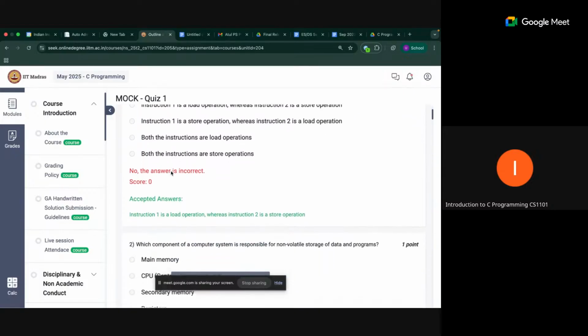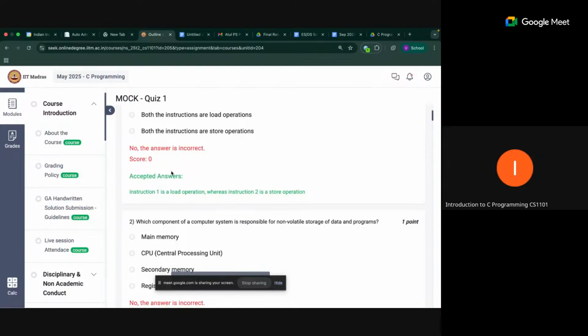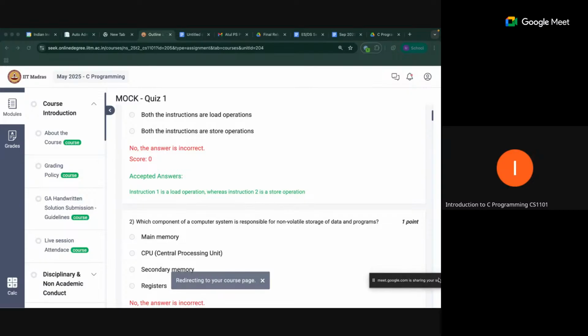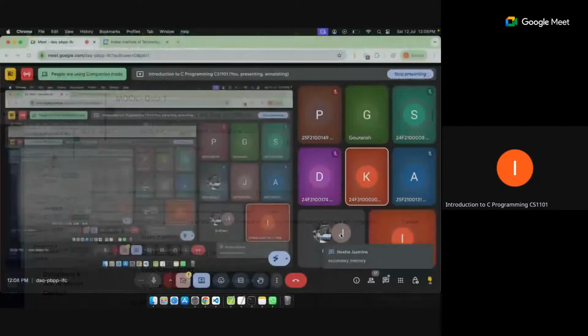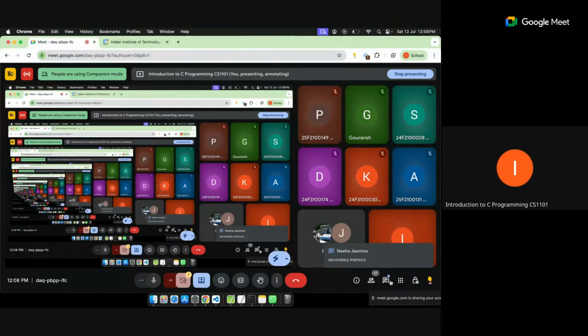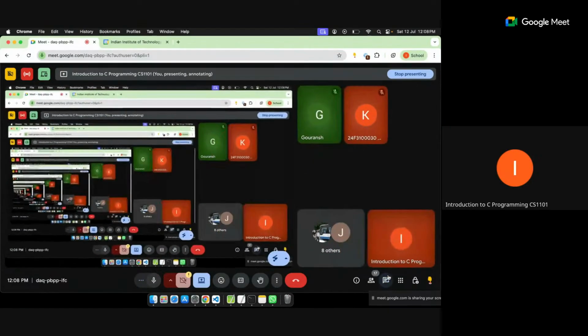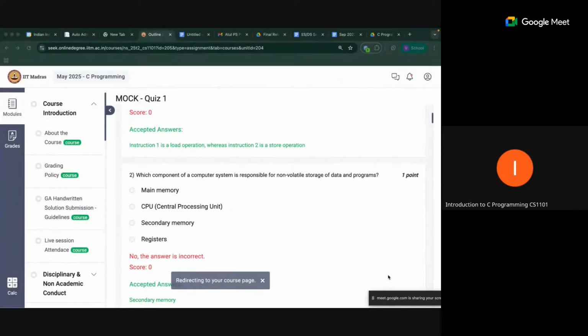Okay, so here is the next question. Which component of the computer system is responsible for the non-volatile storage of data and programs? Secondary memory. Others, what is the answer for this? Secondary memory, yes. Non-volatile storage in the sense of it is secondary memory only.